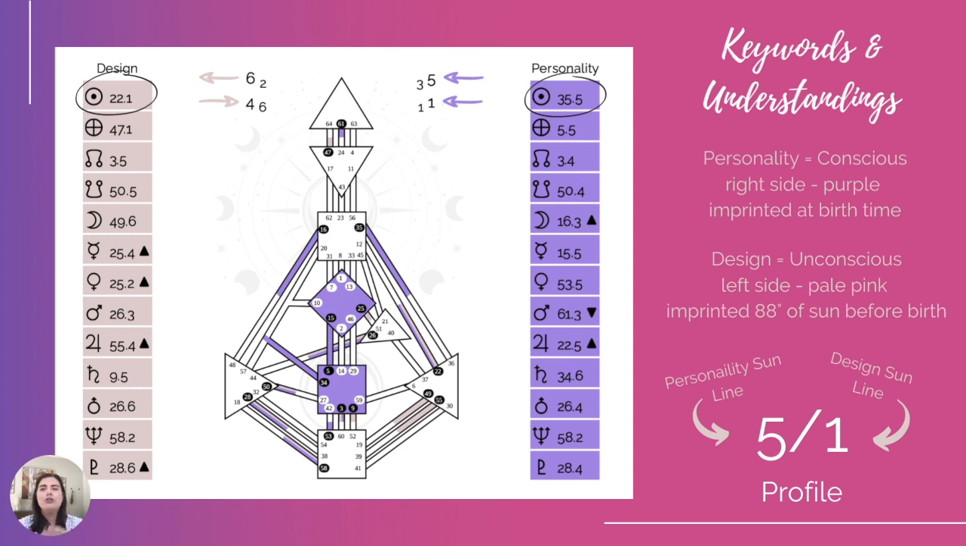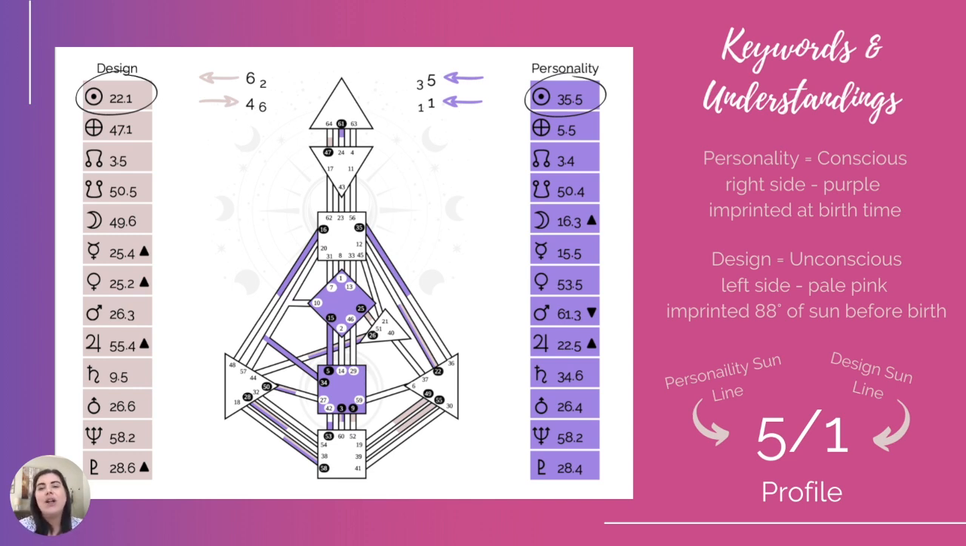So the neutrinos coming through the universe, 70% of those pass through the sun before they hit us to imprint us, both at the time of our birth and at the time that our design is determined. So remember, birth is your personality or your conscious side. It's that purple column. And then that 88 degrees before the time of your birth, that is your design or unconscious imprinting, the pale pink.